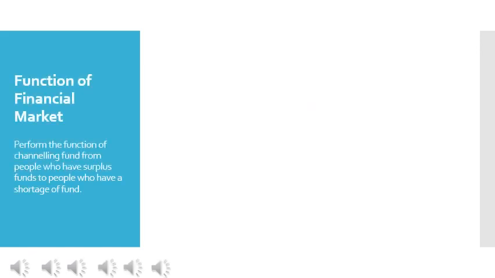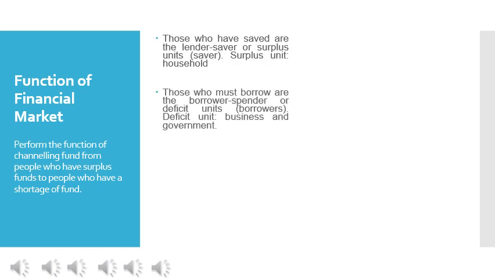Next, we move to function of financial market. Financial market perform the function of channeling fund from people who have surplus fund to people who have a shortage of fund. Those who have saved are the lender savers or surplus unit, and those who must borrow are the borrower spender or deficit unit.